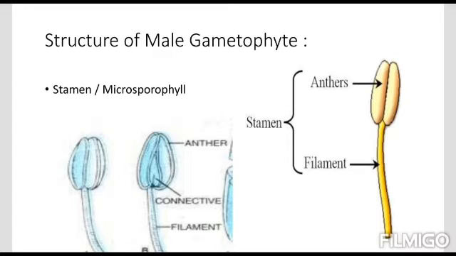In today's chapter, we will talk about the two essential whorls of the flower, that is androecium and gynoecium, their structure and their development in more detail. Let us start with the structure and development of the male gametophyte, the stamen. Stamen, which is also known as microsporophyll. Each stamen is divided into two parts.